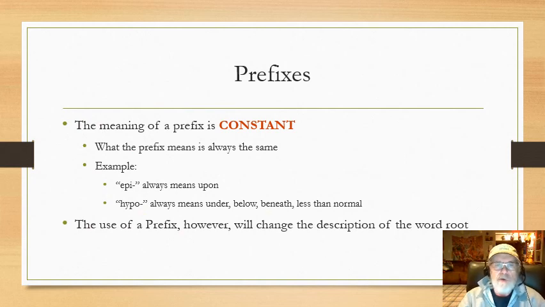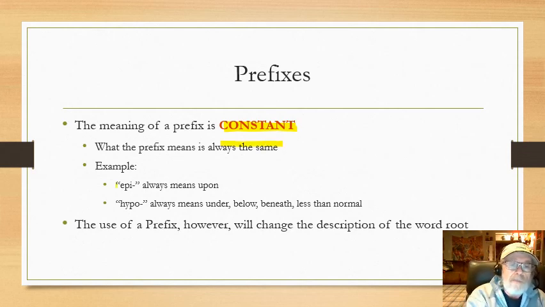A couple things about a prefix: the meaning of a prefix is constant. It's always going to be the same. There might be a couple of them that have a couple of different associated meanings, but basically, the meaning of a particular prefix is constant. So what's the importance there? If you learn them and you know them, guess what? You're in good shape. You'll remember them forever. It's not going to change from time to time or from word to word. So what the prefix means is always the same, as we mentioned.